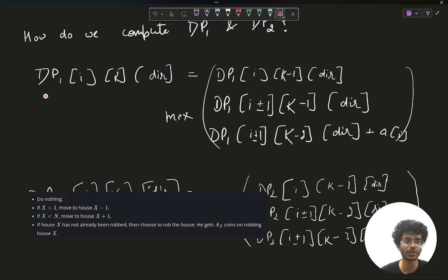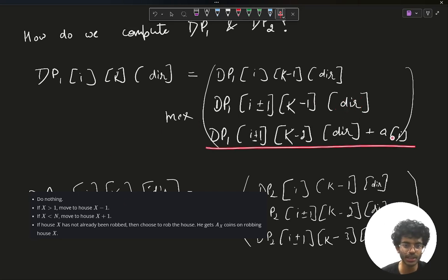So, okay, let's first of all see the DP1, which is only going to the right. So the first option that we have is do nothing. We'll stay at the index we had, and we're costing 1 day, so our k would decrease by 1, and the direction would remain the same. The other option is we move to the next house. If we're going left, it would be I minus 1, or if the direction is right, then it would be I plus 1, depending upon the direction. And it would be k minus 1 because it will take 1 day to go to the next house, and the direction would remain the same.